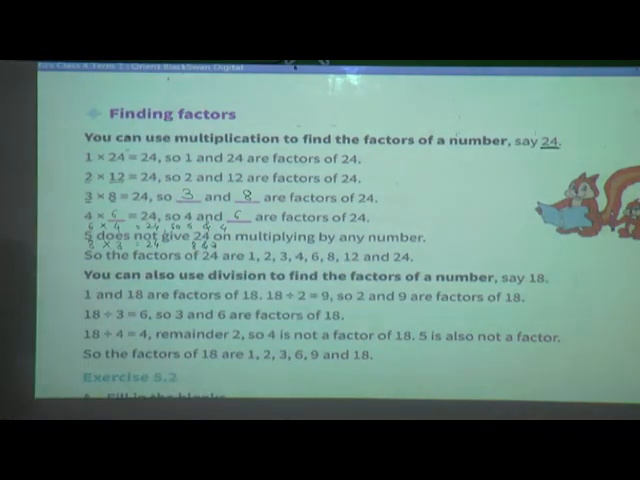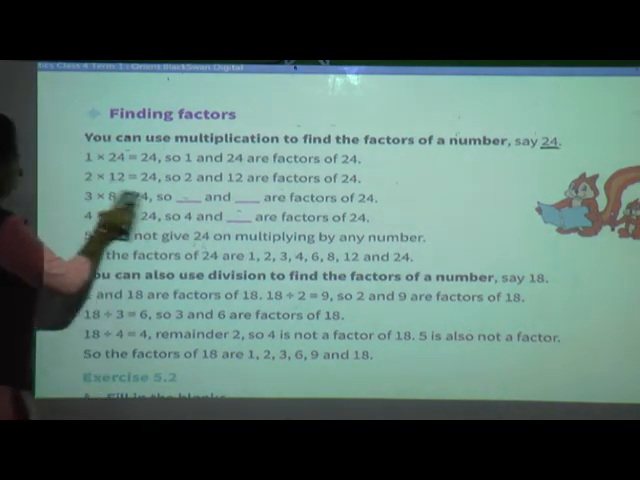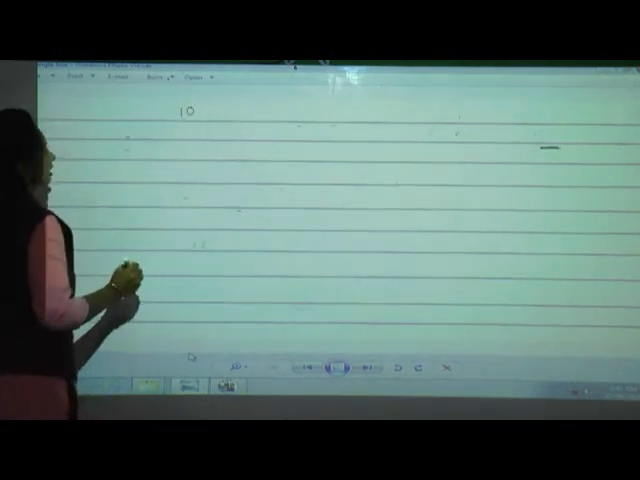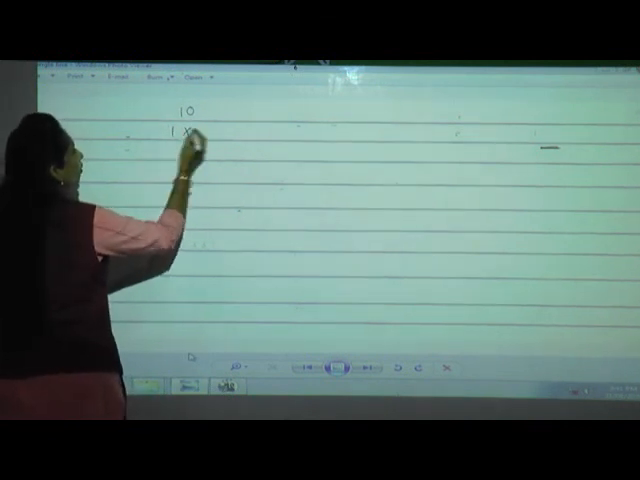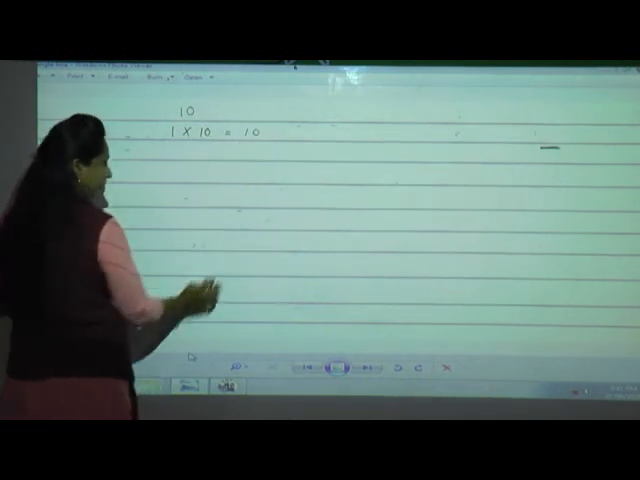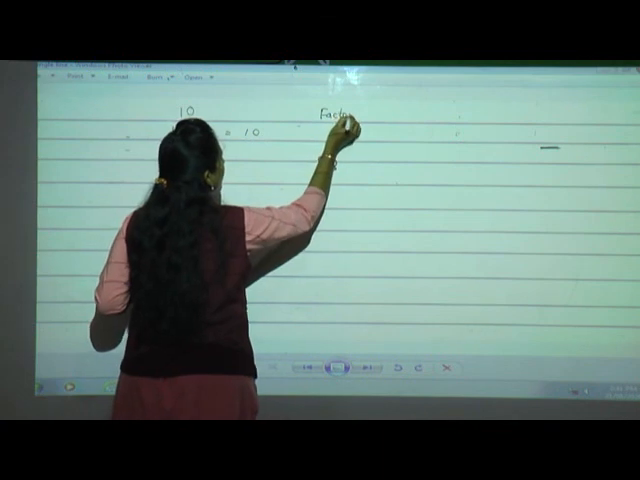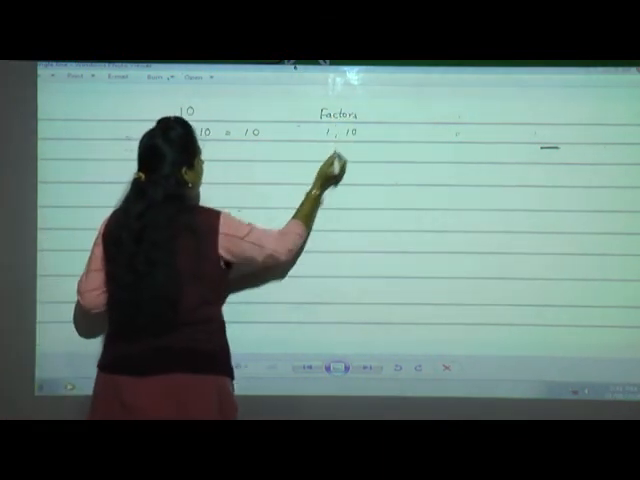Is that clear? Now this is a very big number. Now I'll explain with one more small number. Okay? Now for example 10. Okay? We'll see about 10. Now I'll start with 1. 1 multiplied by 10, I get 10. So here, what are the factors? 1 and 10, isn't it?